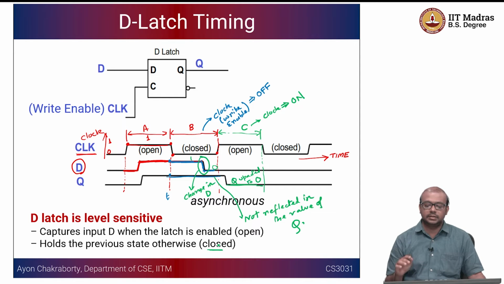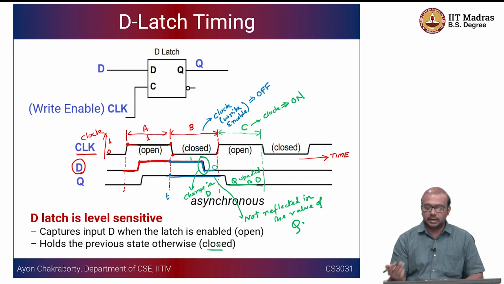Okay, it is not synchronous. The value of D is not going to be synchronized to the triggers of the clock, right? Whenever the clock goes from low logic to high logic or high logic to low logic, it has nothing to do with the timing of D. D is your data or the input. Okay, so that is about the D-Latch timing.